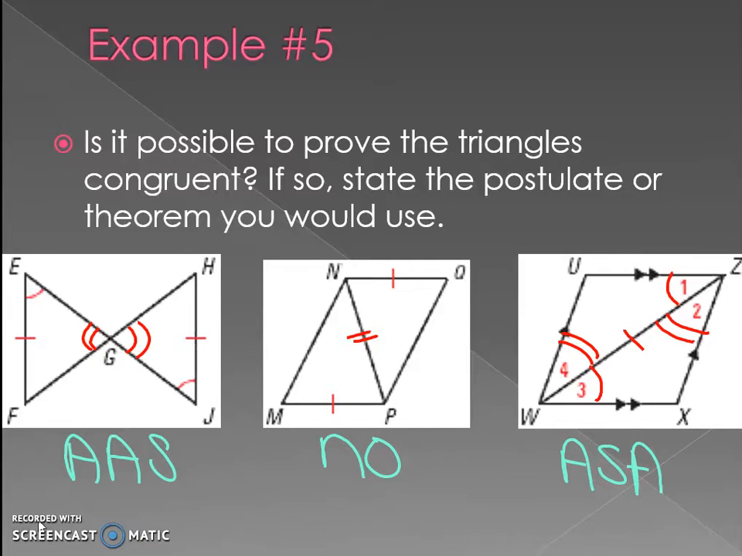Example 5. Is it possible to prove the triangles congruent? If so, state the postulate or theorem you would use. So this one you can actually pause the video and try it, and you can check it. Pause the video and try. So this one is AAS. This one is no. This one is ASA. Because this one has no markings here, that's why you cannot say they're congruent. You have to have markings.